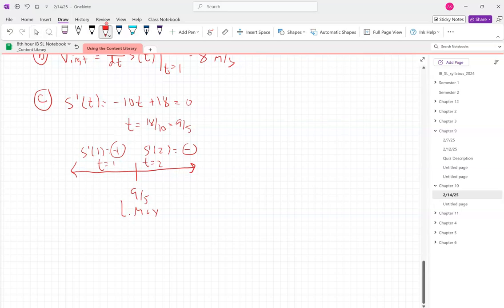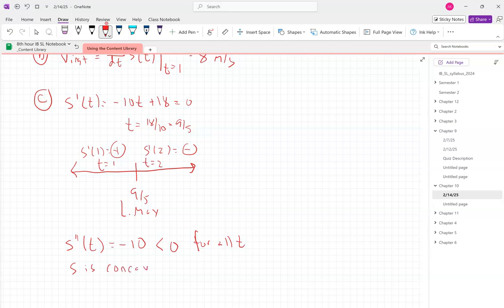Watch this cool stuff here. If I take the second derivative now, what do I get? I get negative 10, right? That's negative for all t. So that means that s is concave down for all t. That means that any maximum, or the highest local maximum, is also going to be the absolute maximum, right?